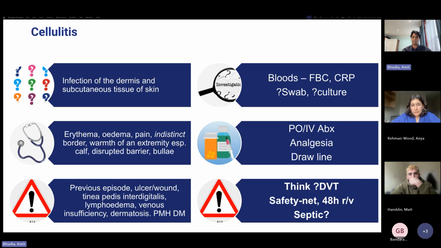Also, in terms of your red flags and things you should be thinking about, so could it be a DVT? Because they can present very similarly, especially if it's not as obvious as in the picture we just seen. If it's just a red leg, it can look like a DVT. You need to safety net them, especially if you're in general practice, saying that if it grows or gets any worse, they need to either come back or go to hospital. And then you also need to do a review of them to make sure they're not septic. So take their observations, their vitals, and rule out sepsis.